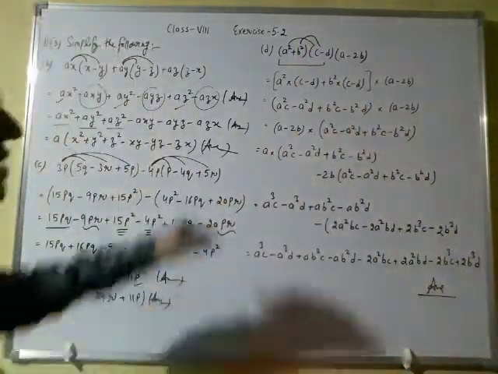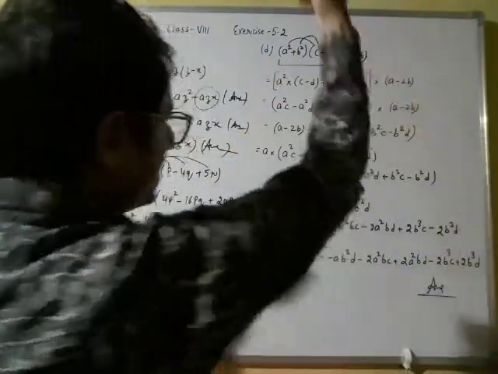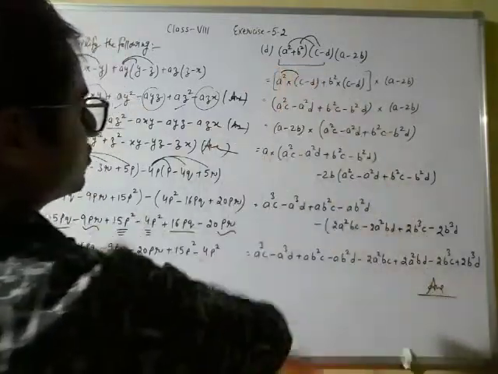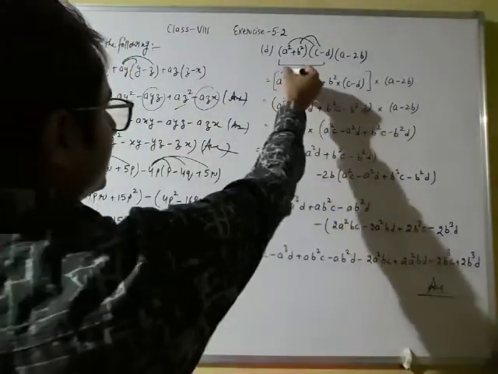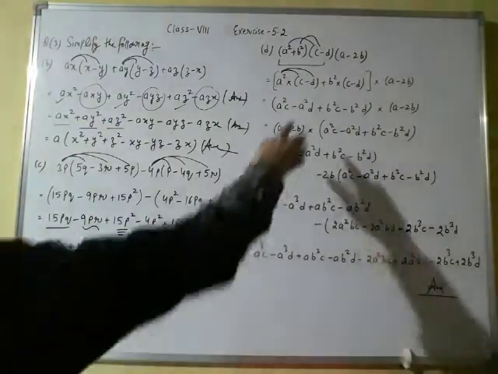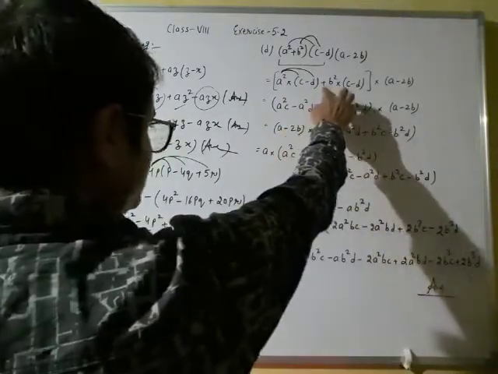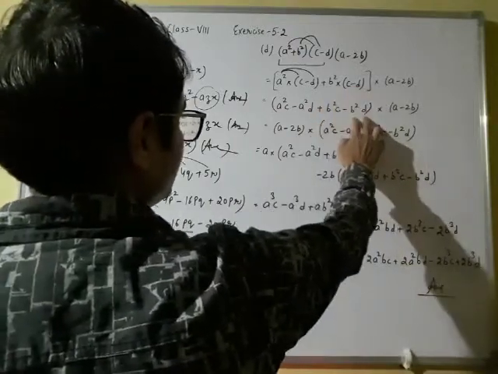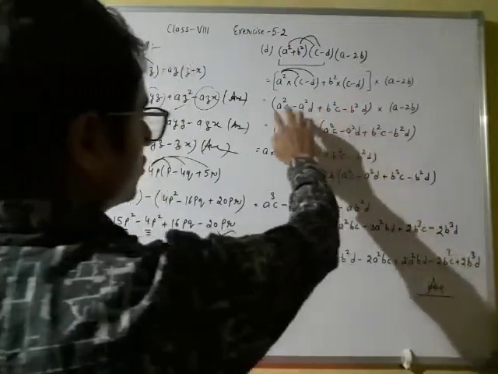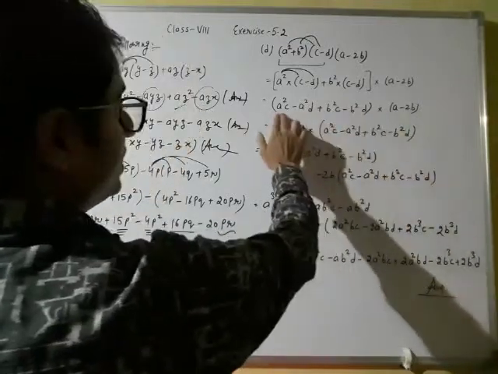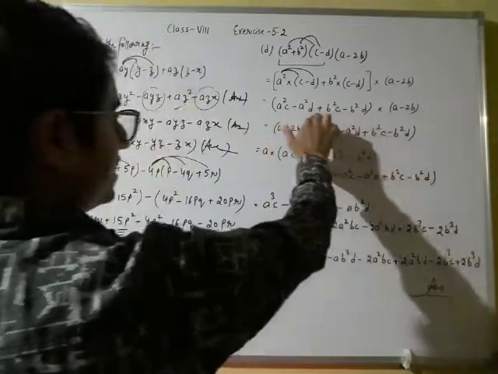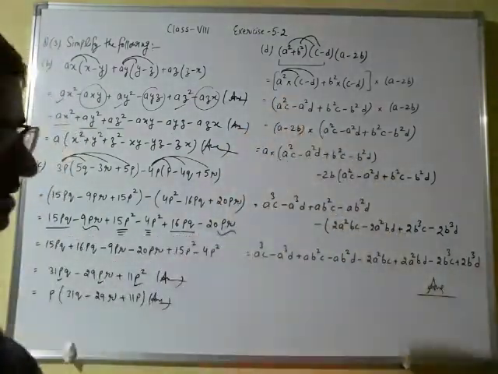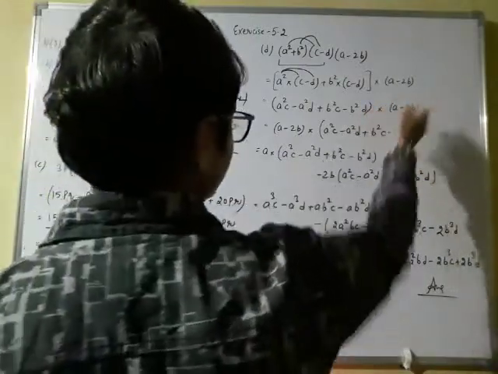To differentiate, we have introduced a square bracket. Now a square multiplied by c becomes a square c, plus minus minus, then a square multiplied by d becomes a square d. Similarly, b square multiplied by c is b square c, b square multiplied by d is b square d. Bracket closed. Now we have performed the multiplication, and there is no other bracket here, so we will put a small bracket. Multiply a minus 2b.